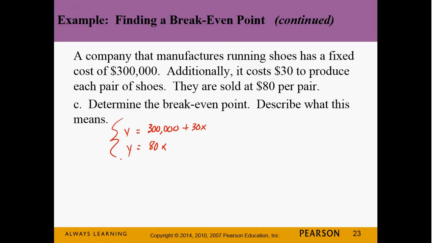Now, this is a really silly one to solve as a system of equations when you've got two things equal to each other, because all you do is set them equal to each other and solve. But we're going to do it because it's the way it's presented to us. If we solve this by one of our methods, what's the easiest method to use? Substitution. They're both solved for y already, so it doesn't matter which one we use. So let's take this y and plug it in there. And we just get 300,000 plus 30x equals 80x. Oh, we just set them equal to each other. Go figure.